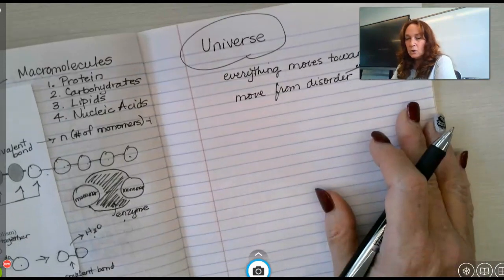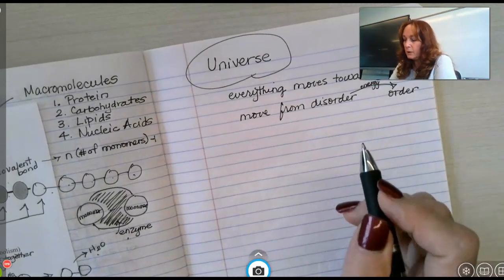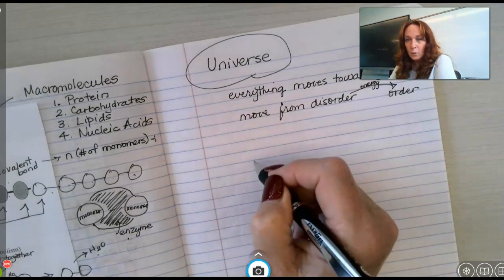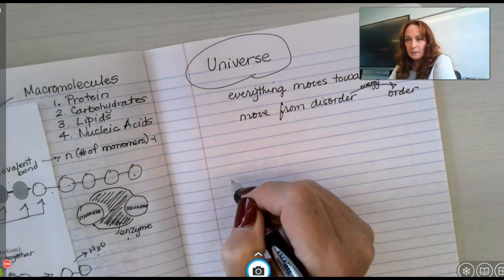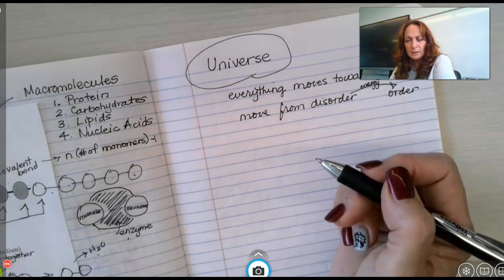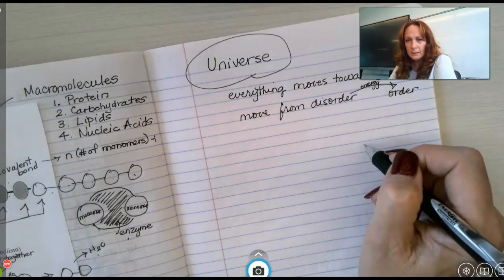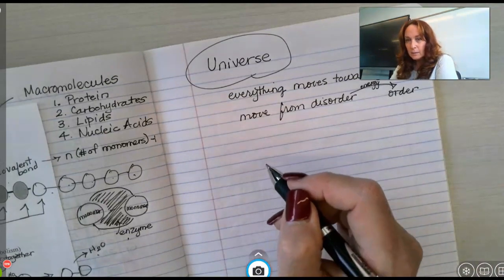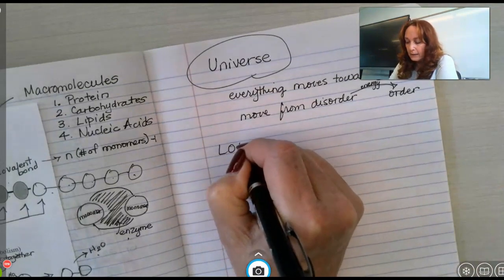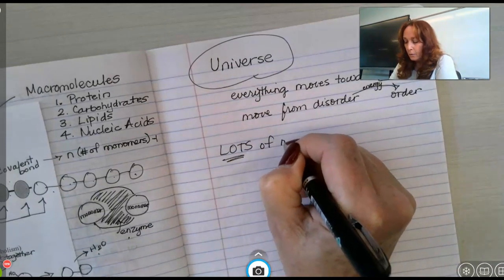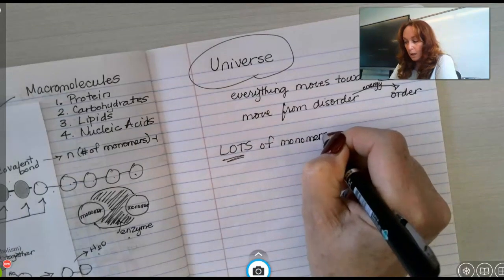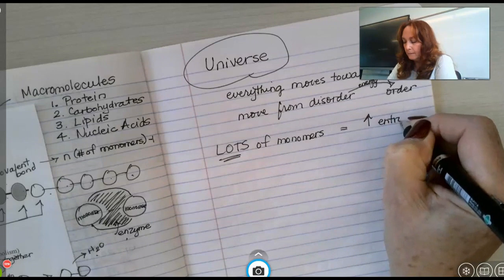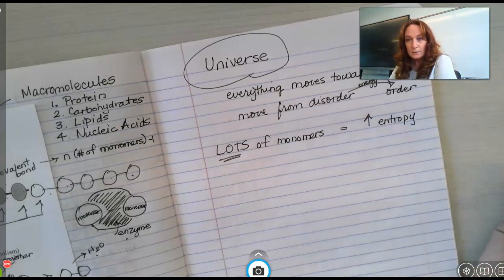I always make the joke, and this was in your video, and I went and found a picture. If you get a Lego bin and you dump it all out on the floor, that's high entropy. If you build the Death Star from it, that's low entropy. So here's why I'm saying this. In a biological system, if you have lots of monomers, the building blocks, the pieces, that's going to be high entropy, like a bunch of Legos.